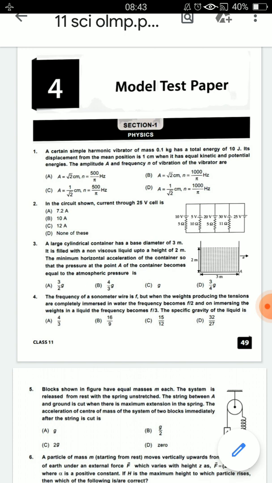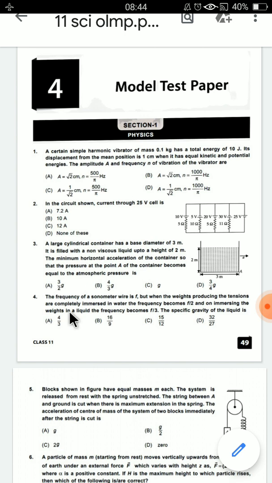In the question, the base diameter of the cylindrical container is 3 meters and it is filled to a height of 2 meters. So first of all we need to calculate the acceleration of the cylindrical container. 3 into 2 will be 6, and the acceleration involves 1 by 2 into height into base. So the container reaches atmospheric pressure at option B, 4 by 3 g. Okay, come to the next question.